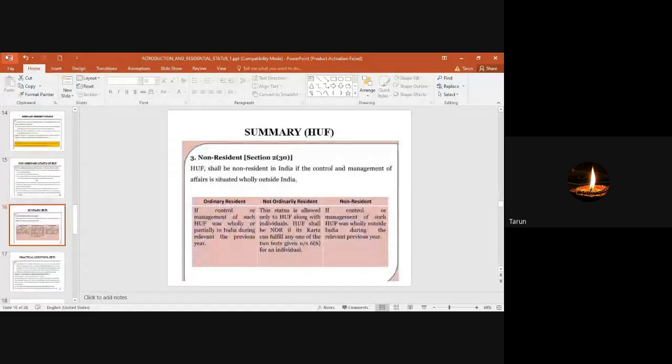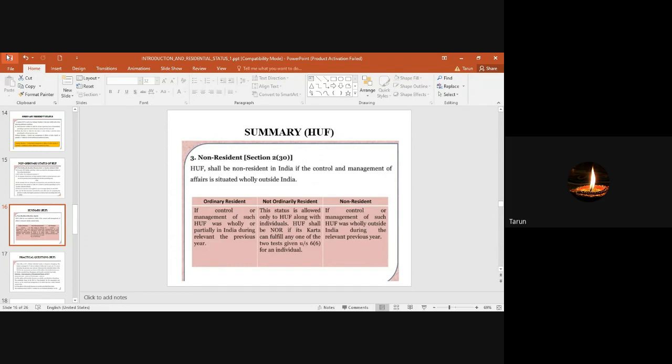Now we talk about the summary of HUF: ordinary resident, not ordinary resident, and non-resident. When we talk about ordinary resident, if the control or management of such HUF was wholly or partially in India during the relevant previous year, it becomes ordinary resident.